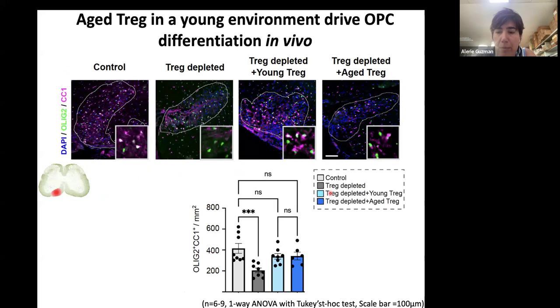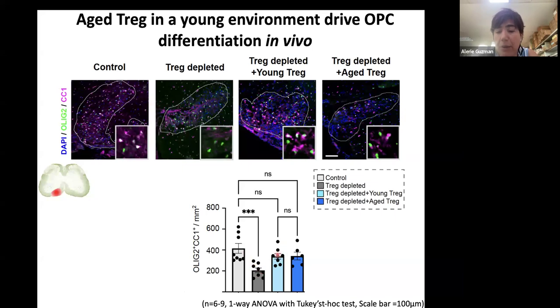And bear with me in these 4 groups. So basically the 2 gray ones are our controls. The light gray is the control group, normal young animal with older Tregs, and the gray one is the Treg-depleted mice, which basically show the same as in the previous Nature Neuroscience paper. When you don't have Tregs, you get an impaired oligodendrocyte differentiation.